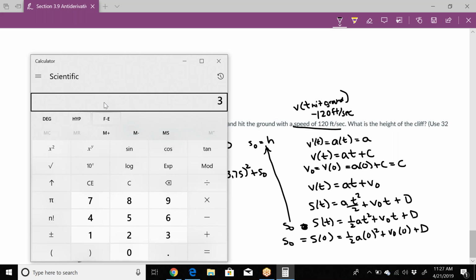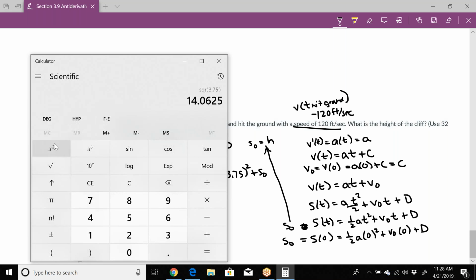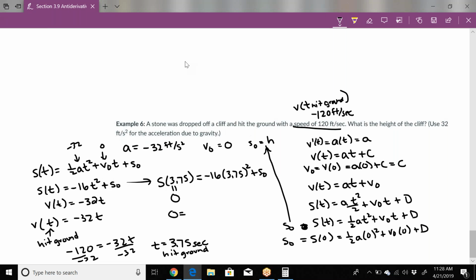3.75 squared, and then that's times a negative 16, which I know is going to be negative. So that's negative 225. Negative 225 plus s sub 0. And then we just add that over. So it looks like the initial height of our cliff before the rock was dropped was 225 feet in the air.